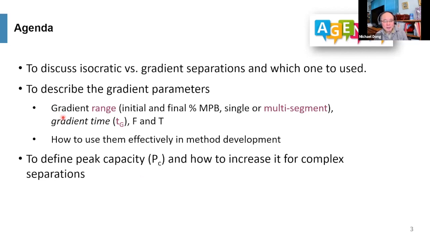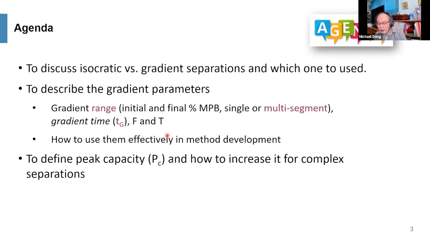And then we describe the gradient parameters, such as the range, the initial and final mobile phase B, percentage B in the gradient segment. So we mentioned single or multiple segments, gradient time. The ones in red are really important. Those are the ones you control for a very complex separation. Then you have flow rate, you have column temperature. Now, all these things can be varied infinitely, right? They're continuously variable. That makes things simple.